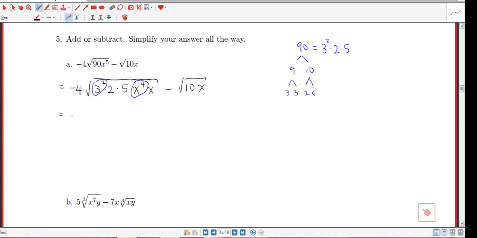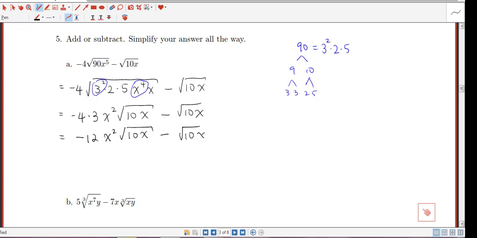All right, now let's take a look. So you have negative 4 times, now square root of 3 squared is going to be 3. Remember, everything's being multiplied here. Square root of x to the 4th is x to the 4 divided by 2, which will be x squared. And the rest of it, 2 and a 5 and x, they are stuck inside of the radical. So 2 times 5 is 10, and then you have x. Okay, let's simplify more. Negative 4 times 3 is negative 12. X squared, square root of 10x, minus the square root of 10x.